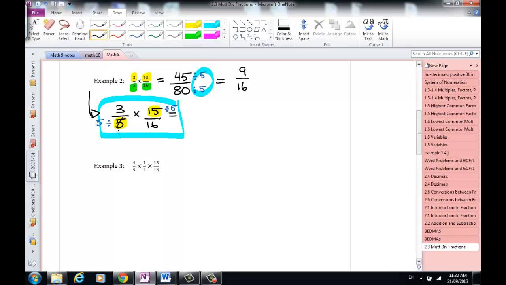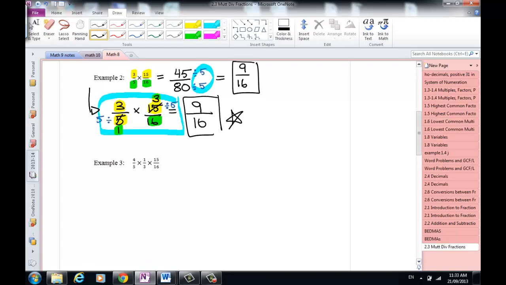Well, 5 divided by 5 is 1, and 15 divided by 5 is 3. Now, I just multiply the top the same, so 3 multiplied by 3 is 9, and I multiply the bottom. This is 1 now, and 16, and I get 16. I get the same answer both times, but you're going to find that this one's a lot easier because you won't have to find 3 multiplied by 15 and 5 multiplied by 16, so you're not doing the bigger numbers.